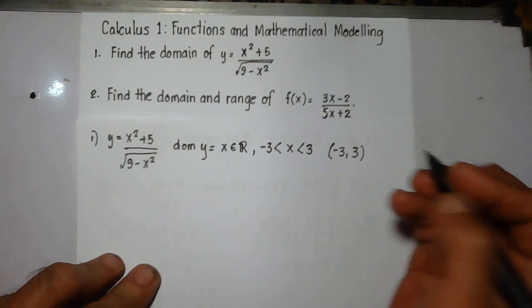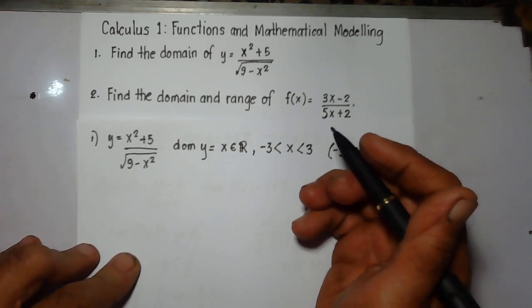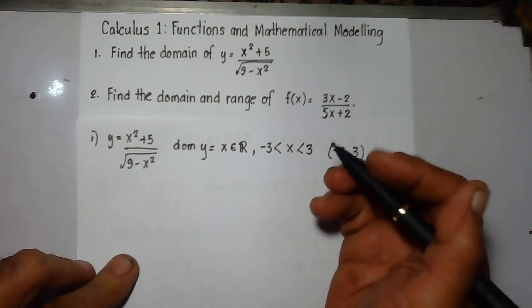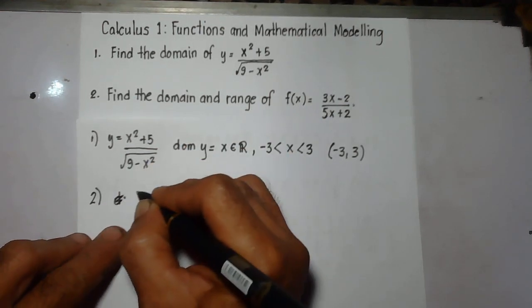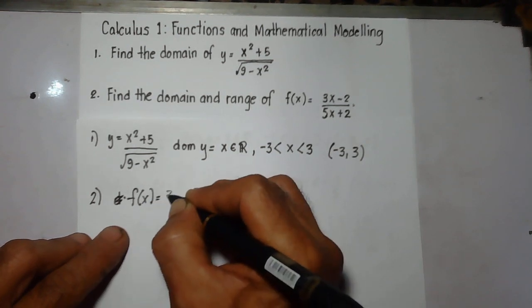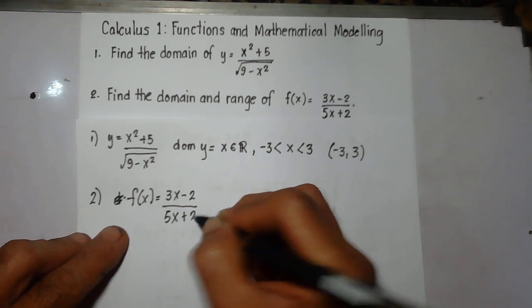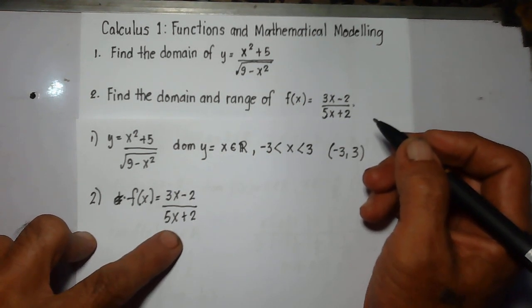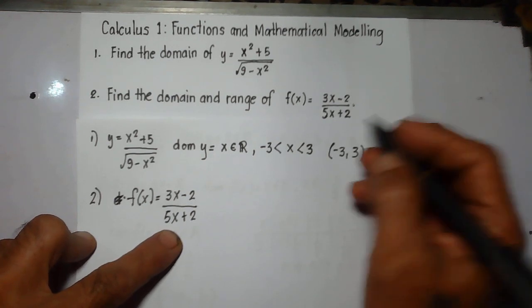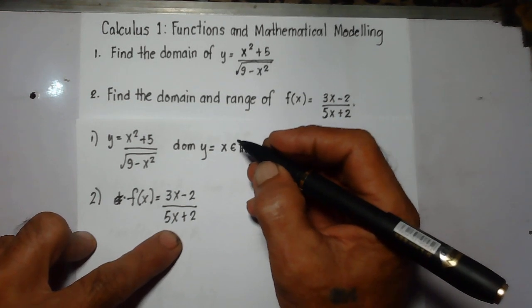For question number 2, we have find the domain and range of f of x, which is equal to 3x minus 2 over 5x plus 2. Okay, so for question number 2, we write f of x is equal to 3x minus 2 over 5x plus 2. Here, we cannot assign a negative 2 over 5 to be the value for x. Why is that? Because this rational function will be transformed into an undefined function.